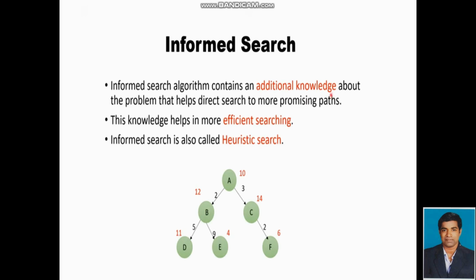Here in this graph, A, B, C, D, E and F are the nodes, and the arrowheads are the edges which connect one node to another node. The black numbers denote the cost values, and the red numbers are heuristic values.